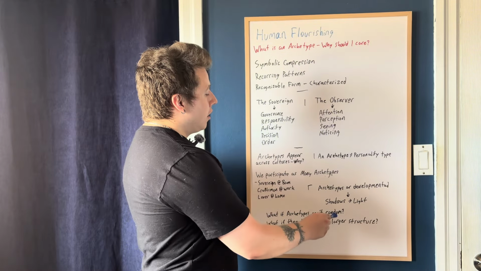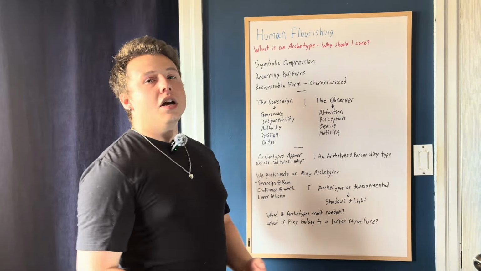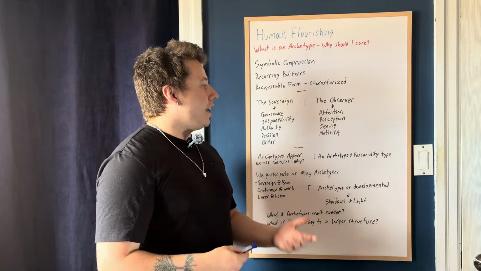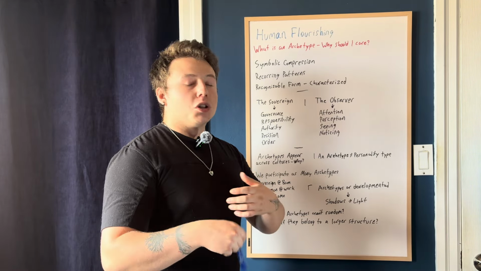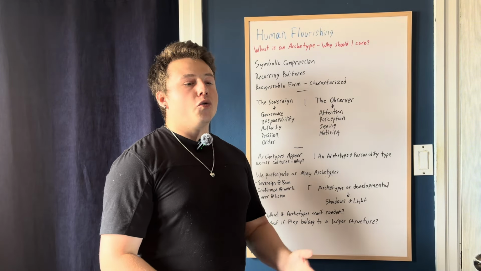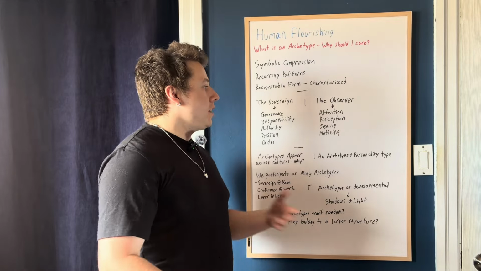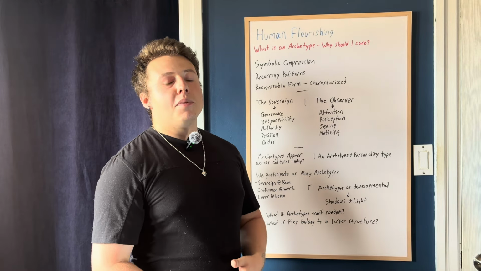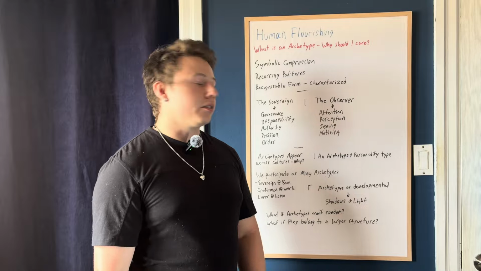So if you look at the shadow version of sovereignty, that would be abdication. And abdication is basically relinquishing your responsibility over a certain domain of your life. So abdication would be like, I'm not going to get out of bed today. I'm just going to lay in bed and watch TikTok.